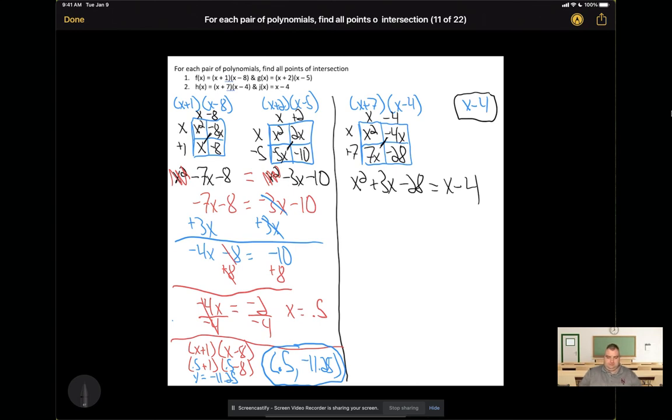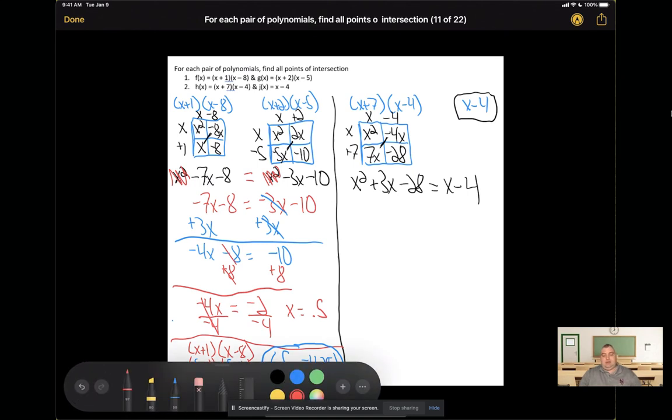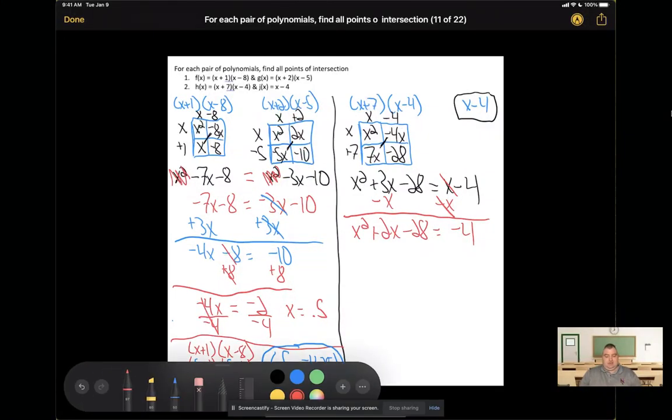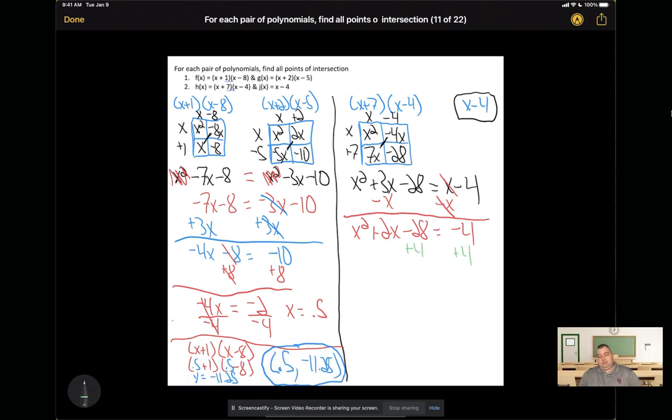equal to each other. Okay? Now this one's going to be a little different. As you're going to see, the first thing I'm going to do is subtract x from both sides. So that will give me x squared, 3x minus 1x is going to give me 2x minus 28 equals negative 4. All right, so that's the first thing I'm going to do. The second thing I'm going to do is add 4 to both sides, because negative 4 plus 4 is 0.